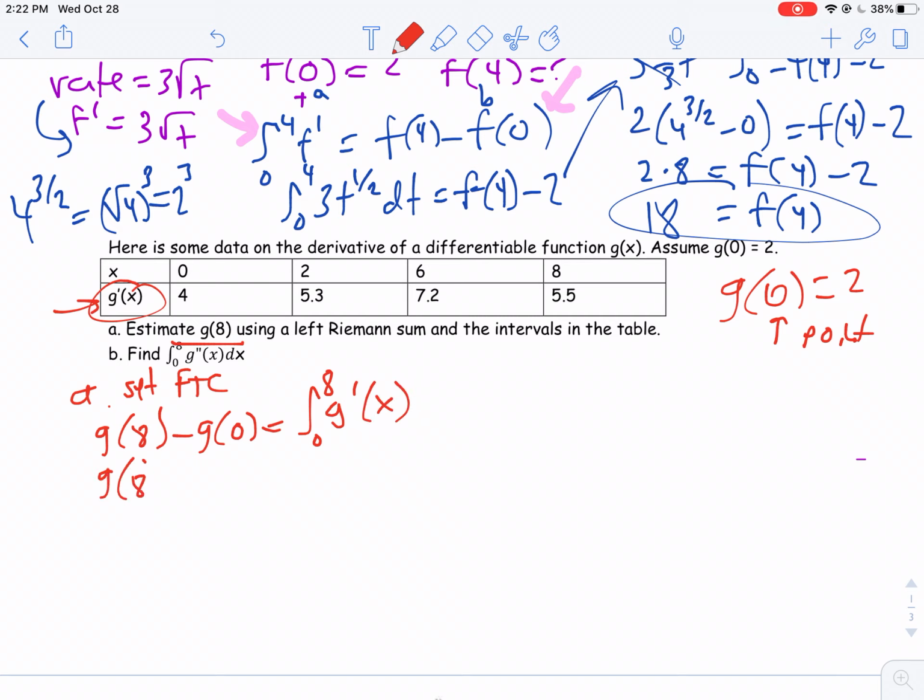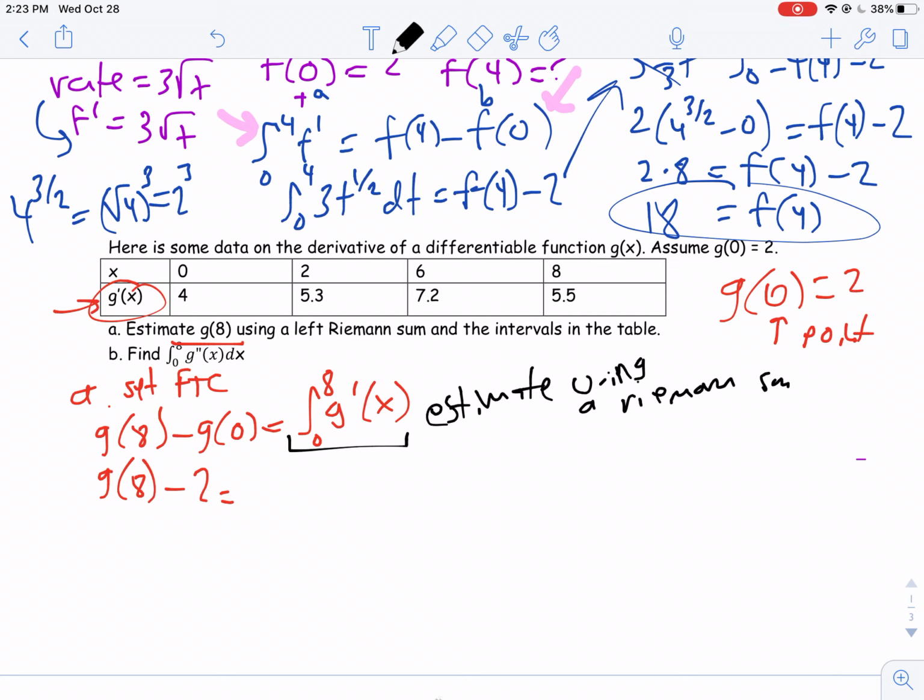So g of 8 minus 2 equals. Now the key here is I don't have this equation. I don't know what the equation is here, right? But what I'm going to do is estimate this integral using a Riemann sum. So basically the Riemann sum replaces an integral.